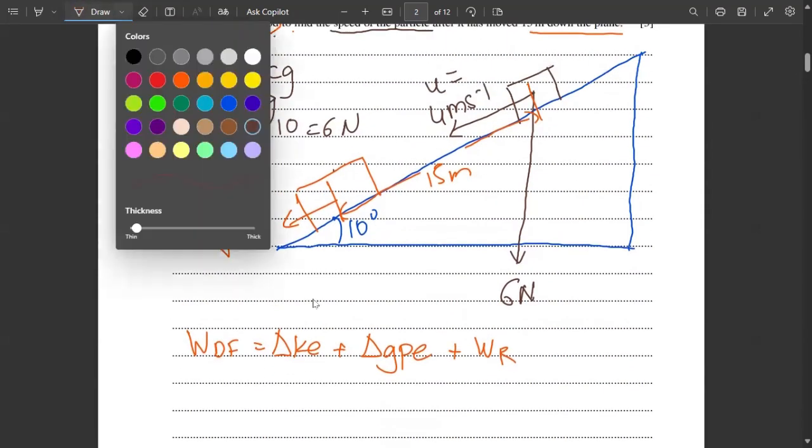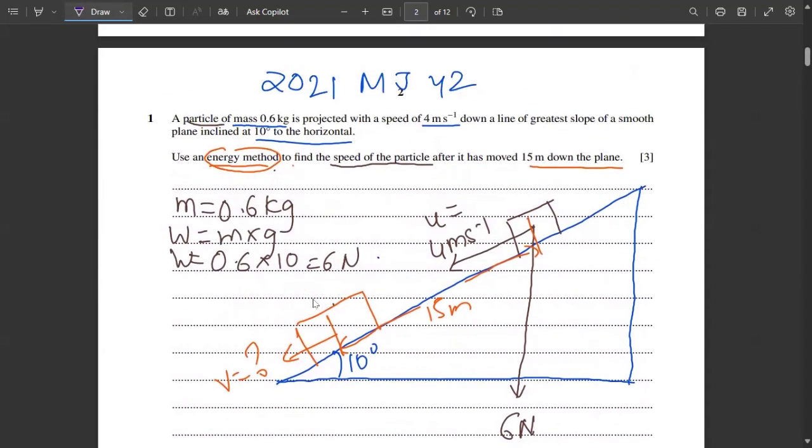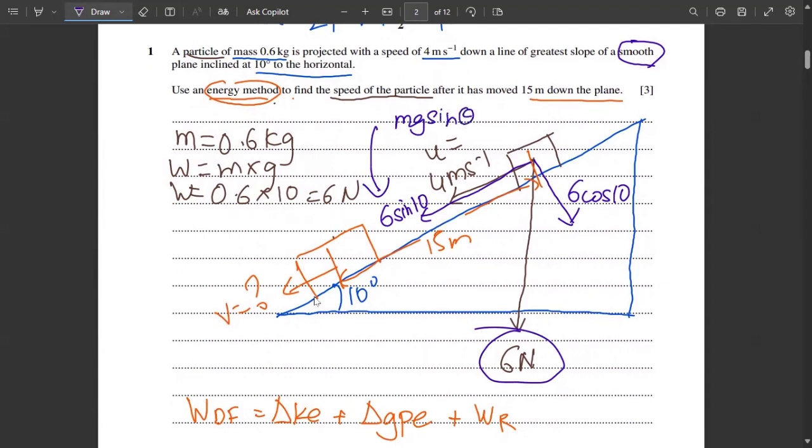Now, let's first draw all the forces acting on this. So 6 Newton is there. This is a smooth plane, so there will be no frictional force. The only forces will be the force due to the weight and the contact force. This will be 6 cos 10, and this will be 6 sin 10. These are the forces due to the weight. I just resolved it. This is mg sin theta, and this is mg cos theta. So now that we are done with this, let's go down.